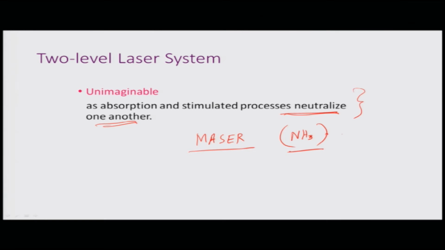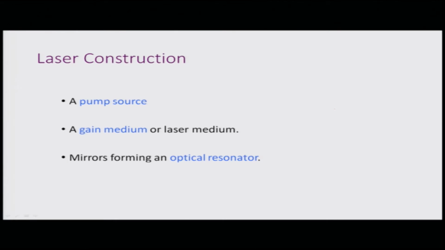Now, for optical regions, this sounded like a very difficult process to do, and so when the idea behind this was being looked at, several important aspects of laser construction were being looked into: a pump source, a gain medium or laser medium, and mirrors forming an optical resonator were the key aspects, as you will see now in terms of the laser construction.